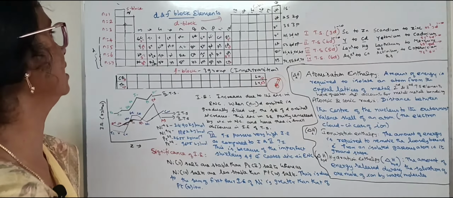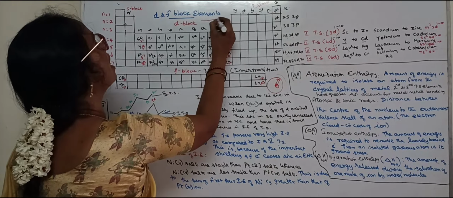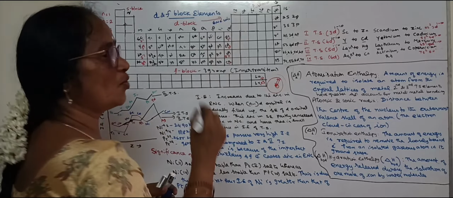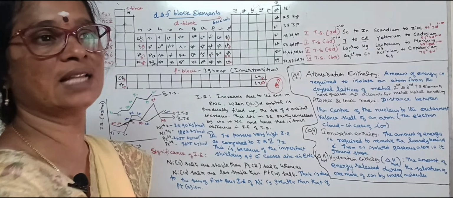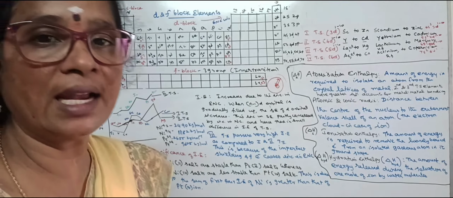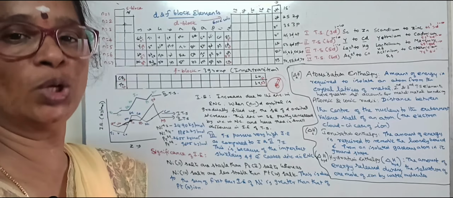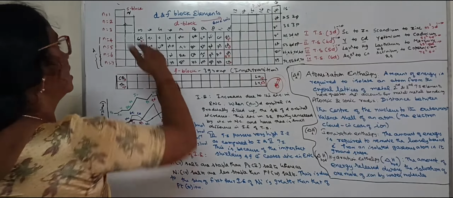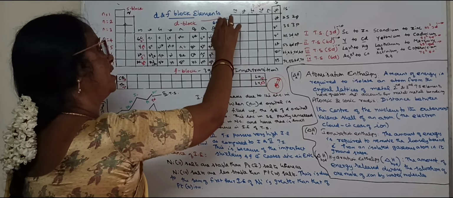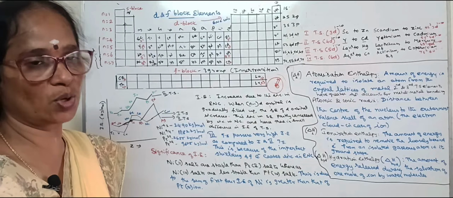Why does it increase? We said across the period effective nuclear charge increases. So when effective nuclear charge increases, the entire valence electron will be under the great influence of the nucleus. So it is not possible to remove the valence electron so easily. That's why across the period, as the effective nuclear charge increases, ionization enthalpy also increases.